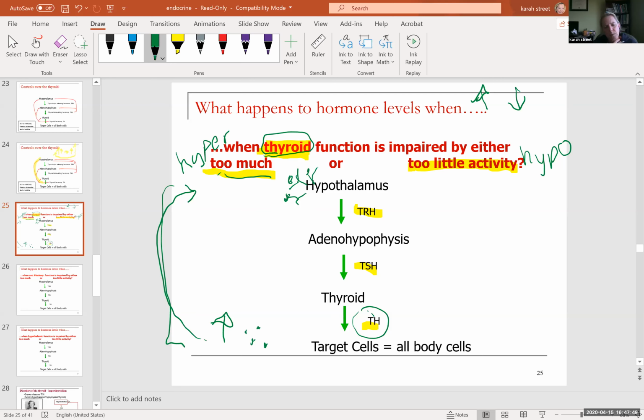So what am I going to do? What should my hormone levels do? Go down. I'm trying to put the brakes on this. What should the TSH levels be then? Also low. But the thyroid gland is not obeying. It's not obeying the chain of command. This now is negative feedback, inhibition, failure. The chain of command is not being obeyed. The thyroid gland is going rogue.